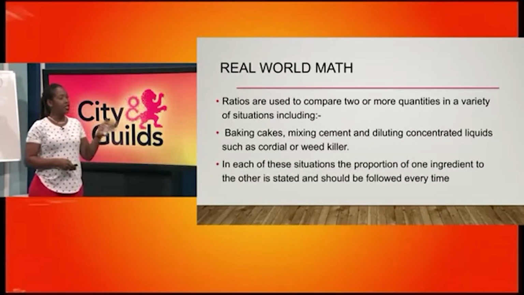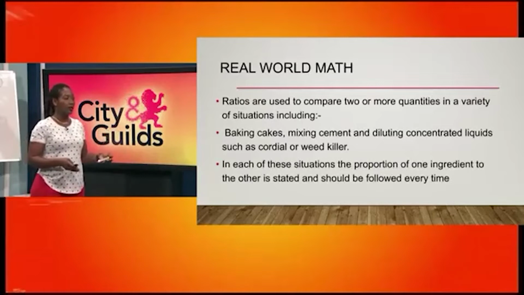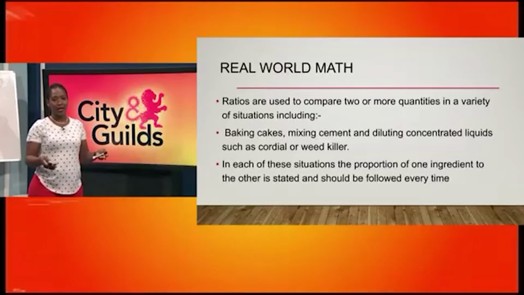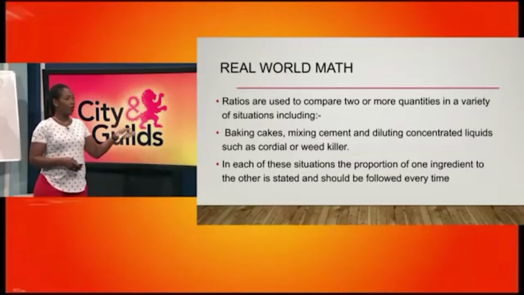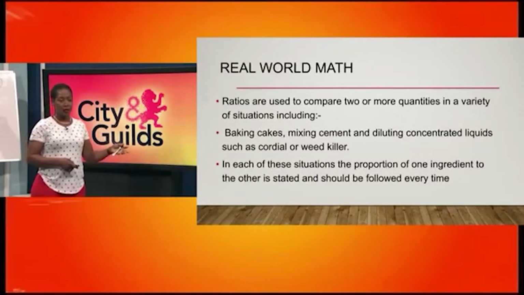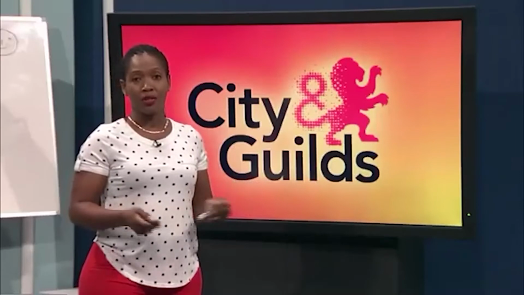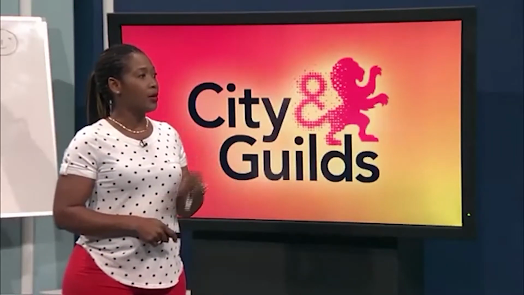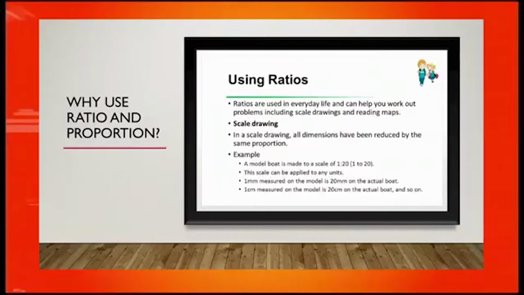All right, in each of these situations, the proportion of one ingredient to the other is stated, and it should be followed every time. Now, the cordial may not be that bad if you use a little bit more. However, let's say the weed killer, you should stick to the procedure, to the ratio that's given, because you're talking about dangerous chemicals and other things that you'll use. All right, so let's look a little bit more at ratio and proportion.